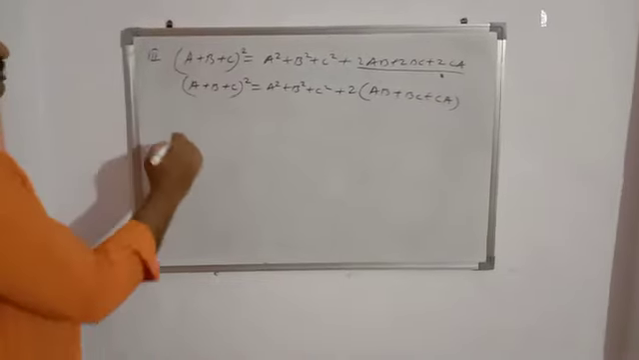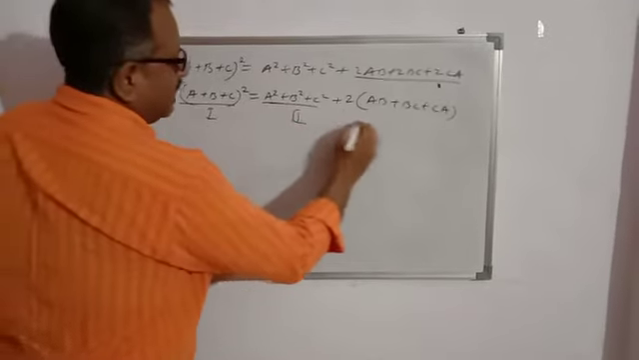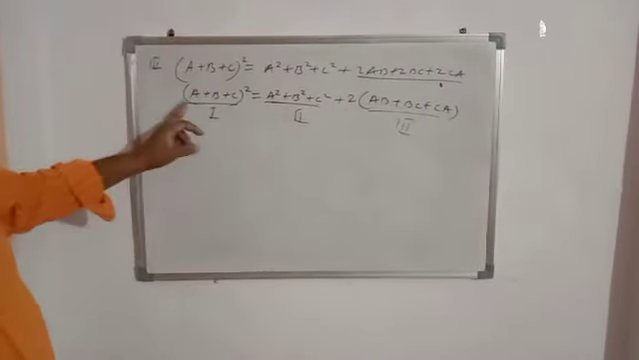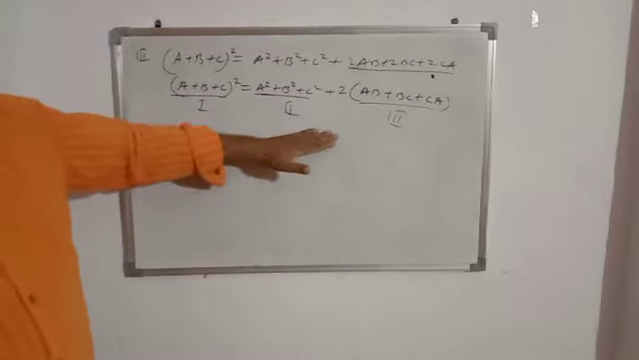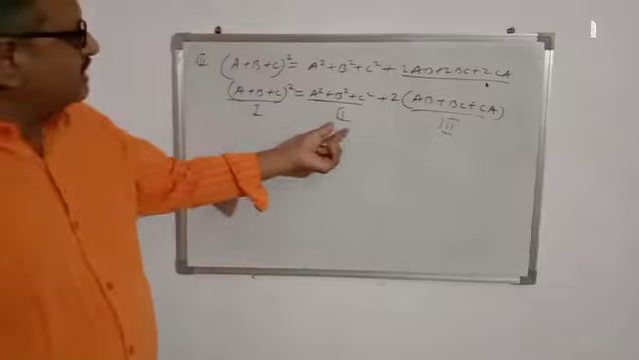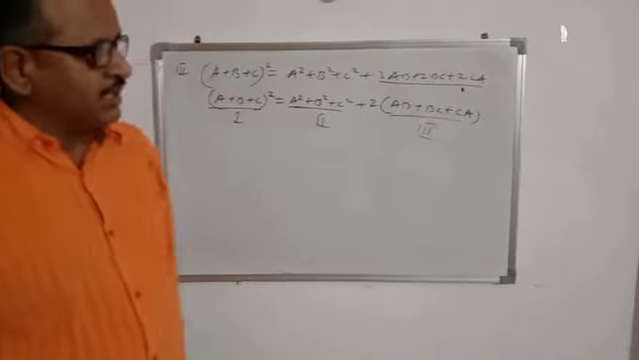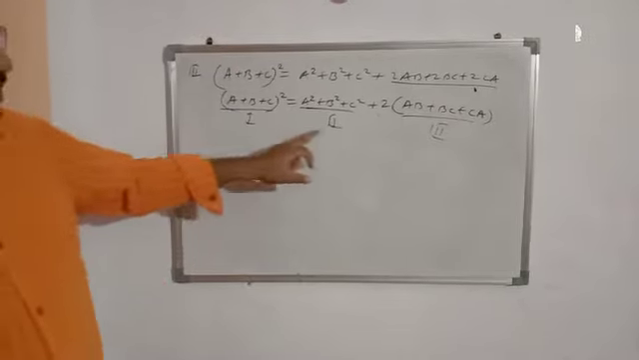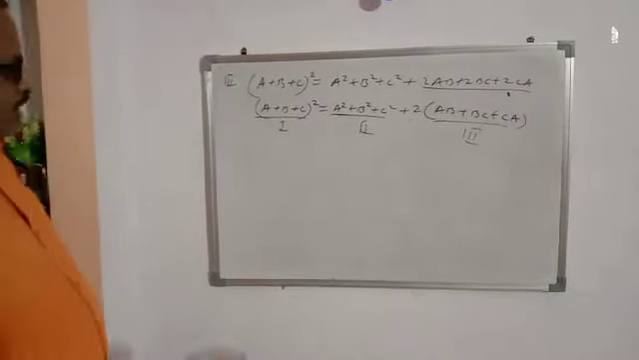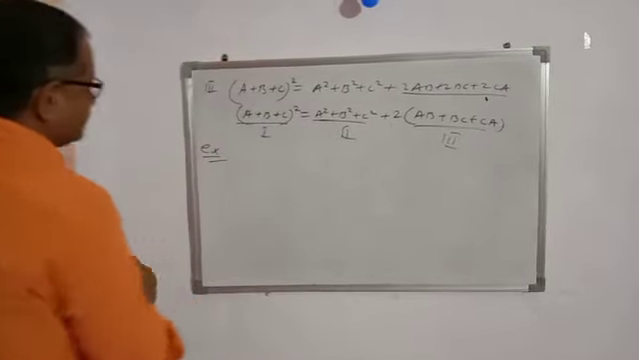We can divide it again into 3 parts. This is the first part, this is the second part, and this is the third part. So the expansion of (A plus B plus C) square is this one. I have divided it into 3 parts: the first part is this one, the second is A square plus B square plus C square, and the third is AB plus BC plus CA. If the values of any 2 parts are given in the problem, we can find the value of the third one. So see how we can apply it.